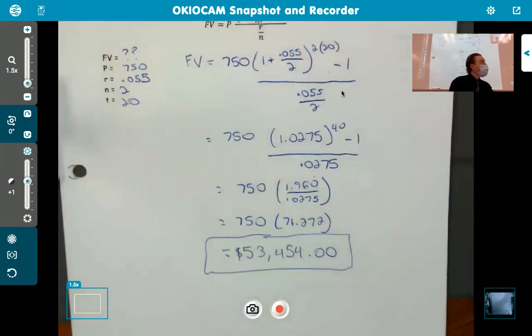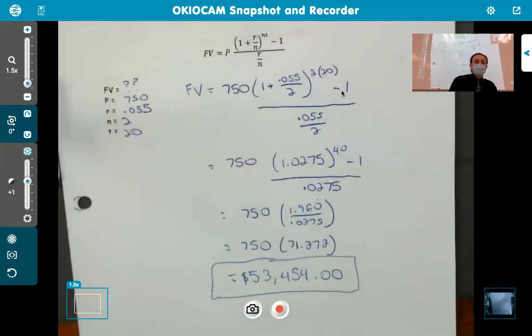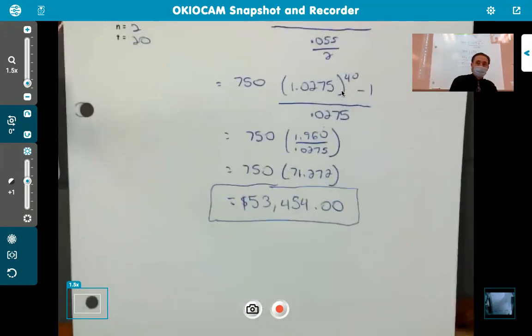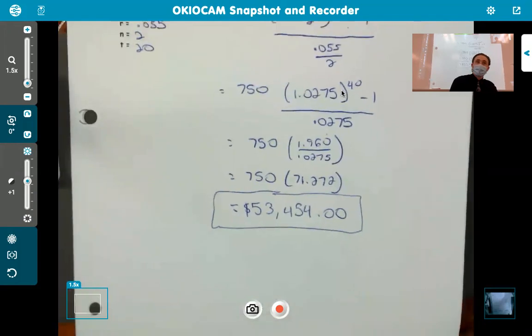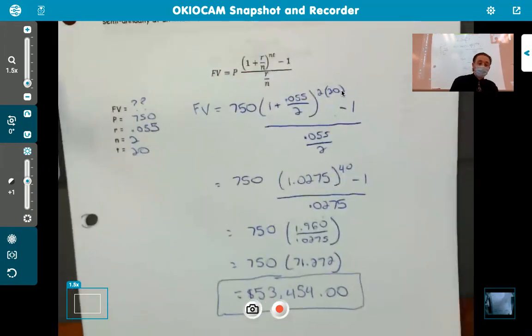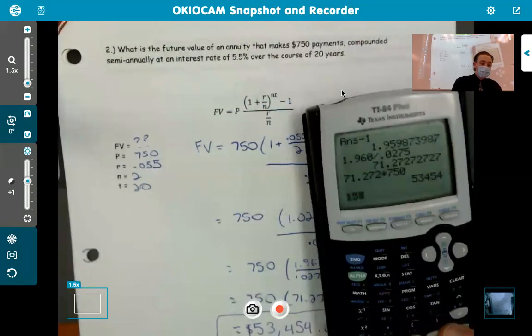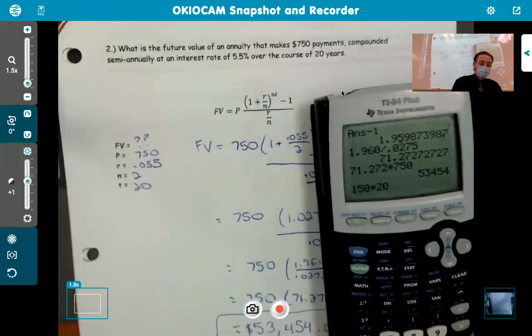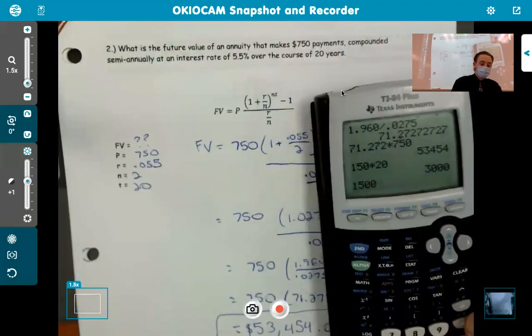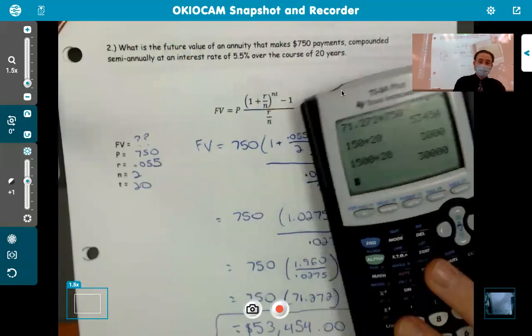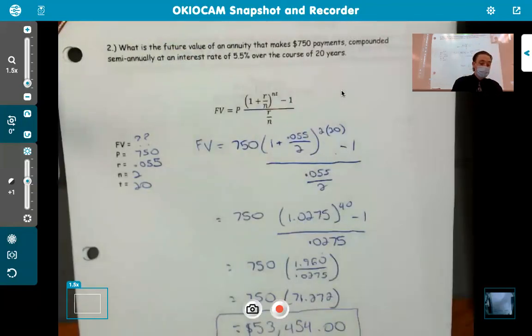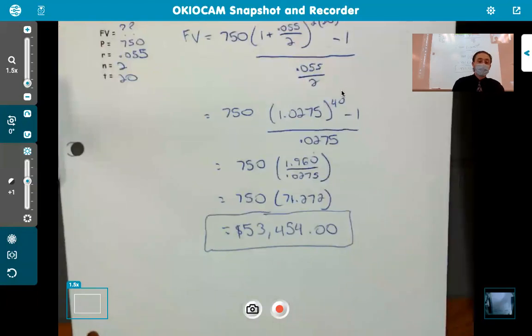All right. So again, we can do the same thing that we did in the last example. Before we do that, though, does anybody have any questions about how we got this value? So if you just did $750 payments twice a year, that's $1,500 times 20, which is 30,000. Notice the difference between 30,000 and 53,000, right? So put it into something that will allow it to grow. Very similar to the first example.